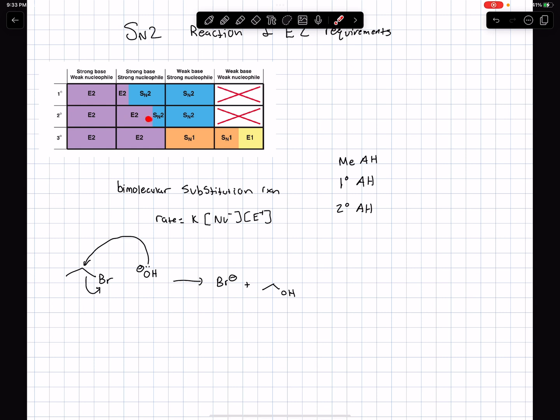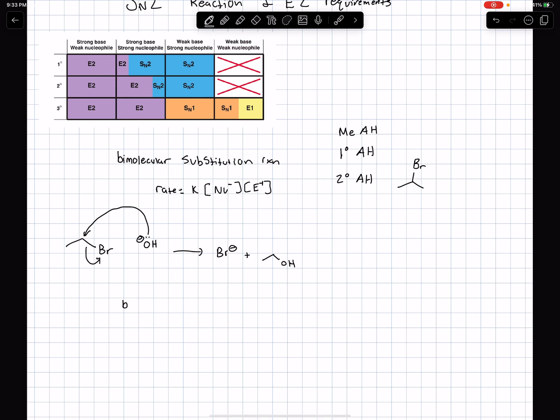And in fact, this tells us that whenever we have a strong base, strong nucleophile like hydroxide on a secondary alkyl halide, recall secondary alkyl halides look like this, the major mechanism is the E2 mechanism, right? So let's talk really quickly about what the E2 mechanism is. This is a bimolecular elimination reaction.